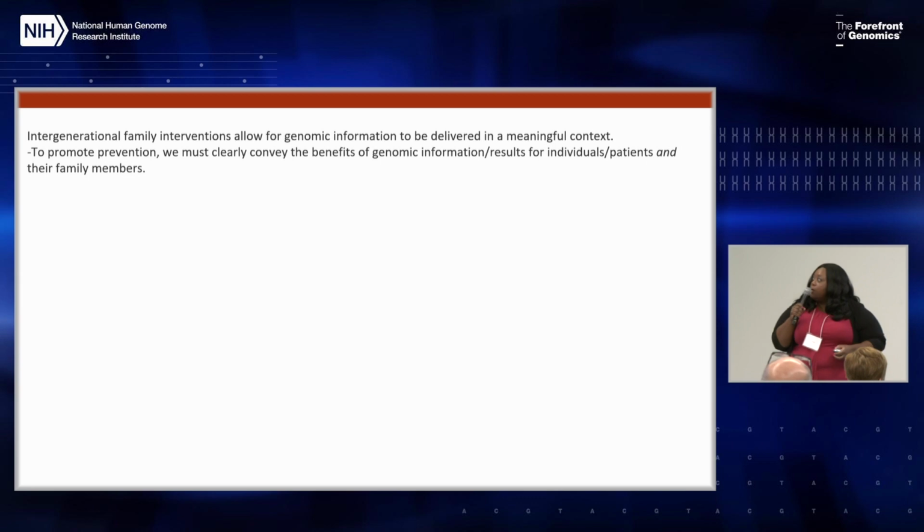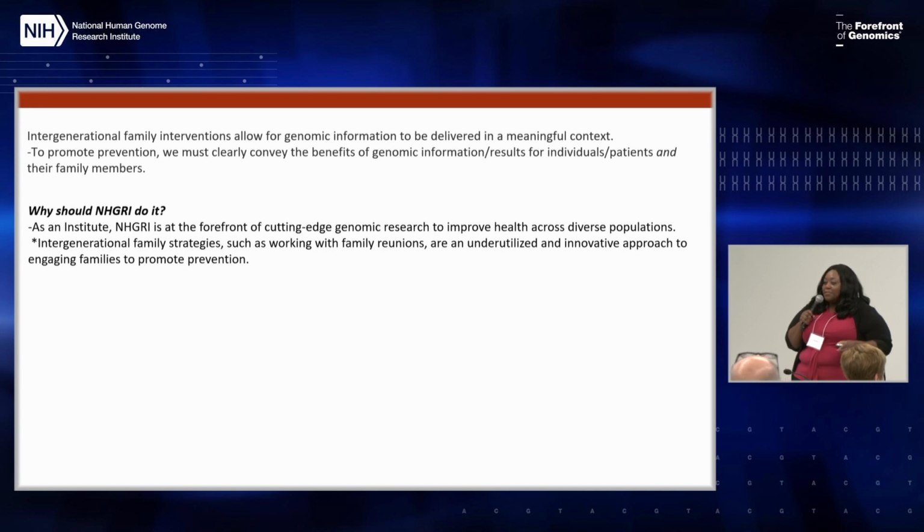Okay. So once again, I think it's important that we engage the community in a meaningful context, and we must provide this information in a way that is very clear to patients. And I think this goes along the lines of increasing genetic literacy. Once again, we have to be able to have patients that understand what we're talking about, and I think there's a place for public health in being able to do that. I'm almost finished. And so why should NHGRI do that?